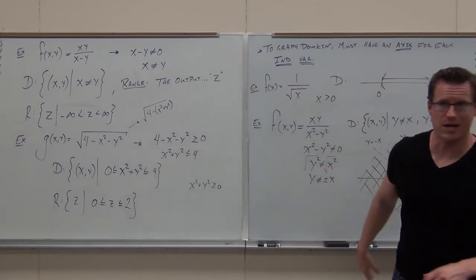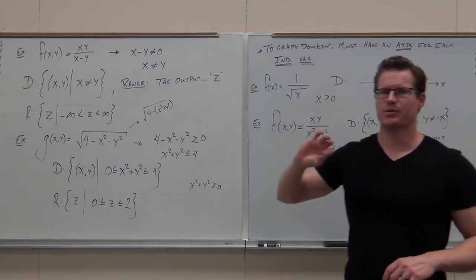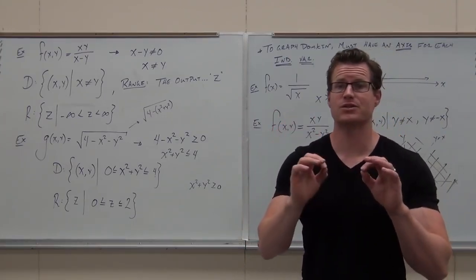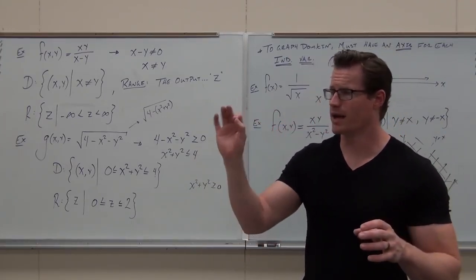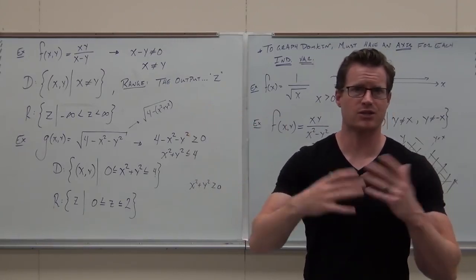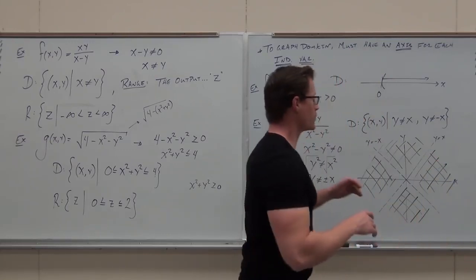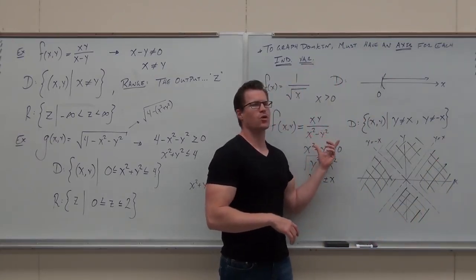Like a 5-second recap, if you will. Every single time we're graphing domain, you need the same number of axes as your number of independent variables. One variable, one x axis. X and y, xy axes. XYZ, XYZ axes. In order to graph it, we solve domain like normal.